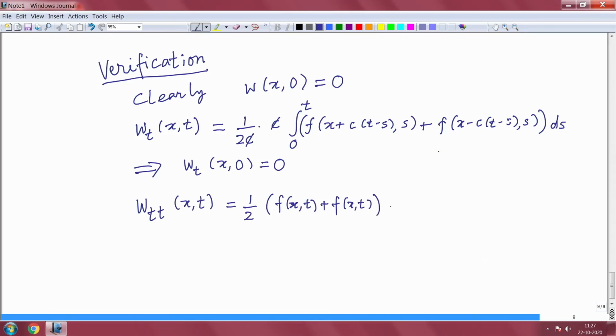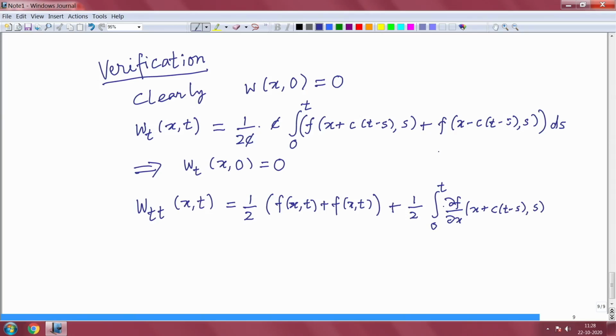And another term, now I differentiate the integrand. So that is 0 to t, because t is also sitting there. So, del f by del x, the arguments are different, so you have to pay attention to that. So, x plus c (t minus s).